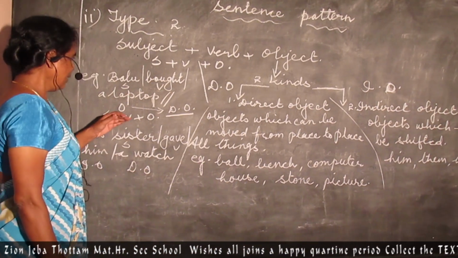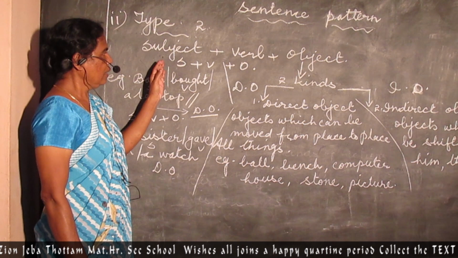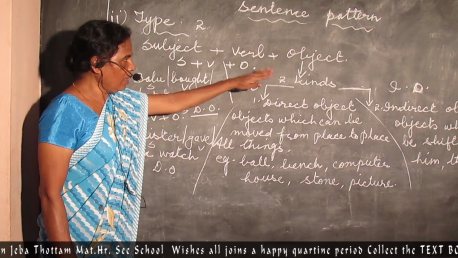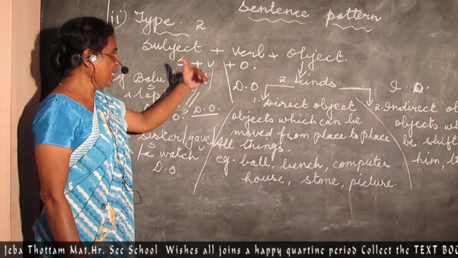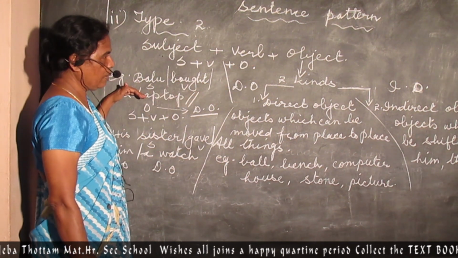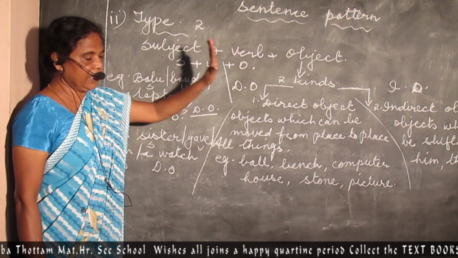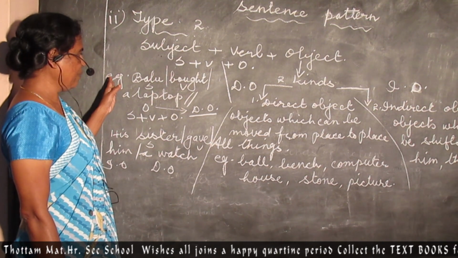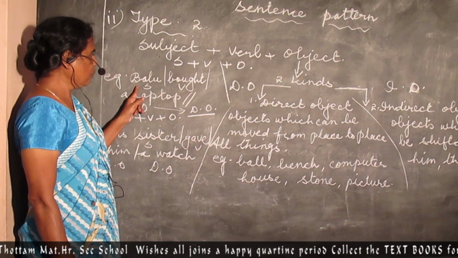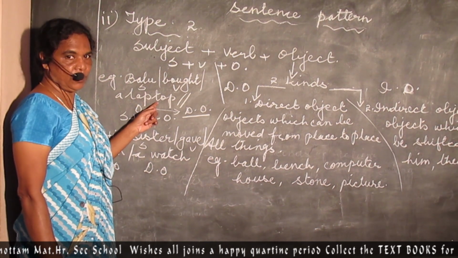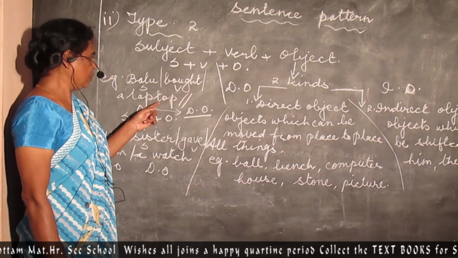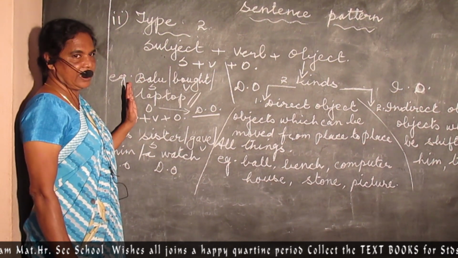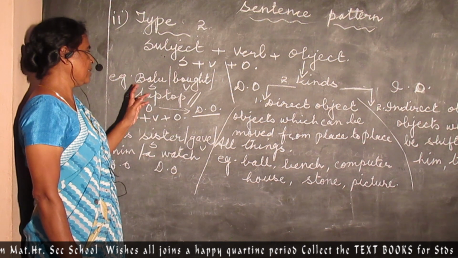Okay, now let's take some examples of sentences with subject, verb, object. Under object we'll have some examples with the direct objects and with the indirect objects. Now listen to the first example. The first one is: Balu bought a laptop. Now most of you have a laptop with you. So Balu bought a laptop. This is a short, simple sentence.